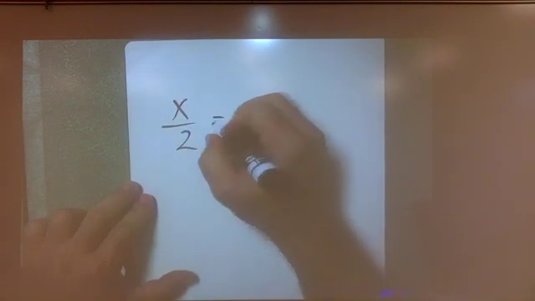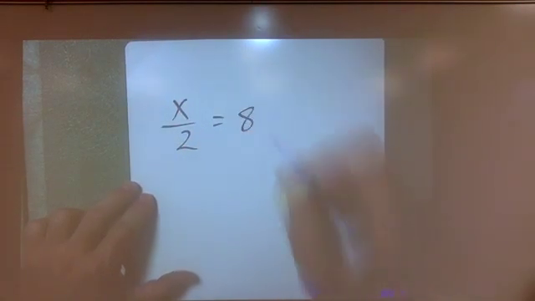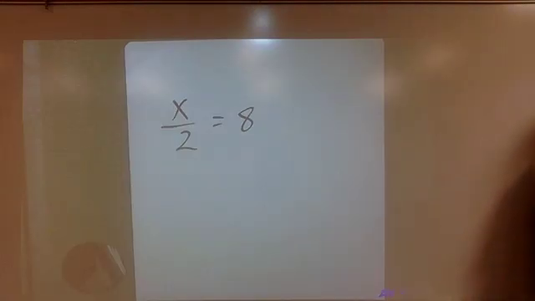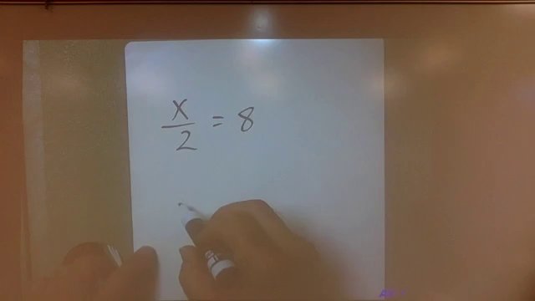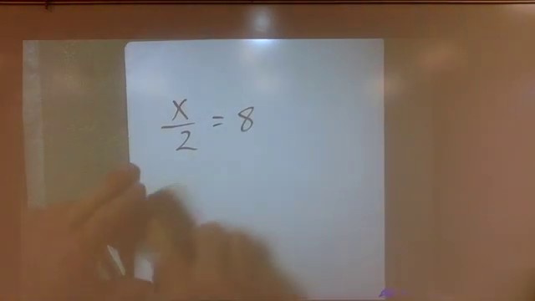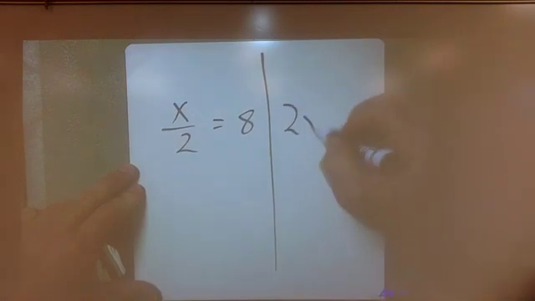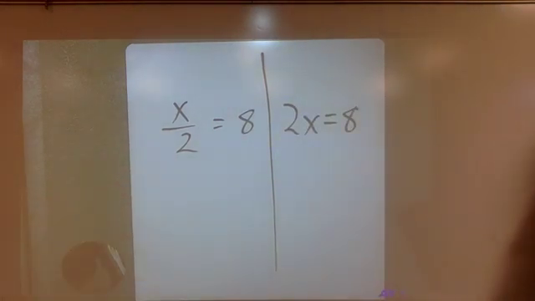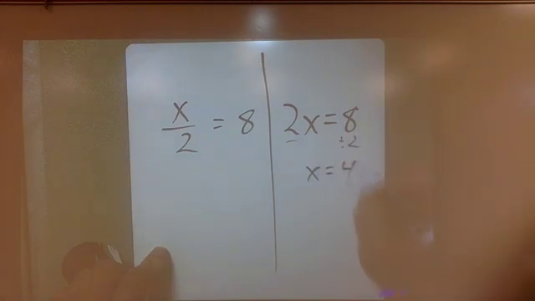x over 2 equals 8. All right, a lot of people every year say the answer to this is 4, which is wrong. The answer to 2x equals 8 is 4. These are two separate problems. Let me write them next to each other. x over 2 equals 8, and 2x equals 8. Two different problems, two different answers. This is the easy one. This is 4. 2 times what equals 8? 2 times 4 equals 8. Divide 2 to the other side, x equals 4.